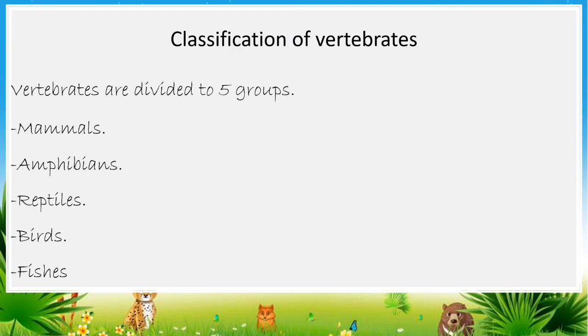Classification of vertebrates. Vertebrates are divided into 5 groups. They are mammals, amphibians, reptiles, birds, fish. So, vertebrates are divided into how many groups? Well done. Vertebrates are divided into 5 groups. They are mammals, amphibians, reptiles, birds, fish.